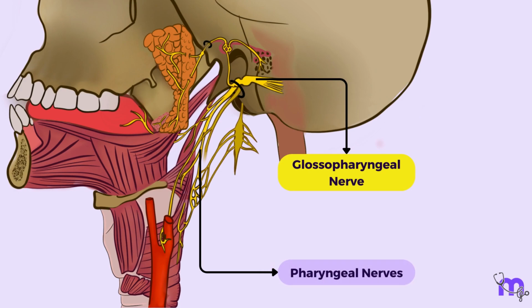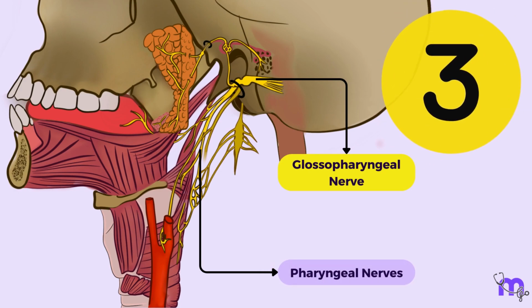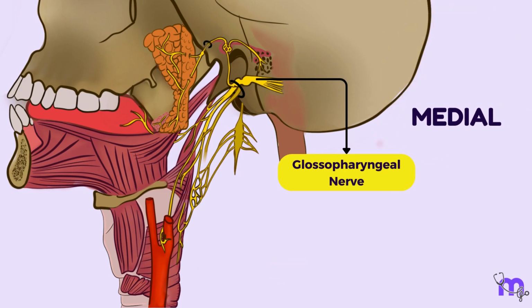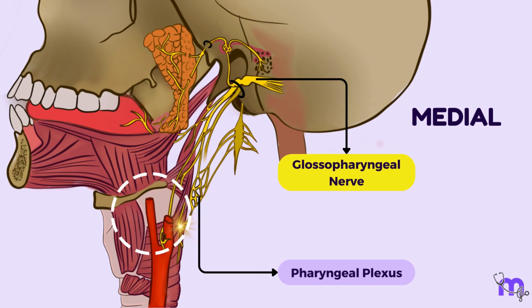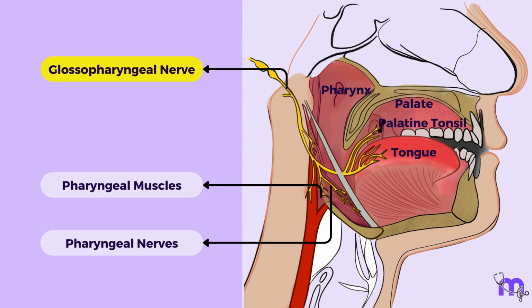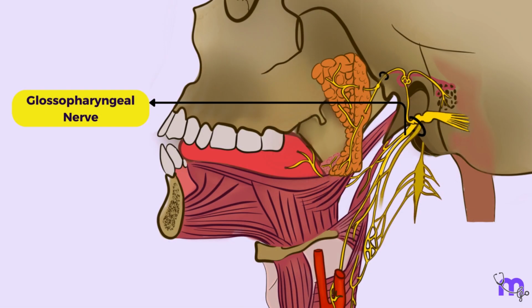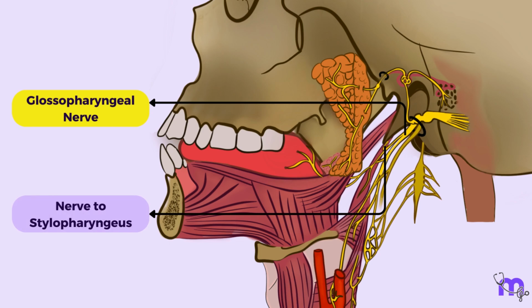The pharyngeal nerves are usually found in groups of 3. They travel medially, which means they head toward the pharynx where they participate in forming the pharyngeal plexus, with branches from the vagus nerve that supply the pharyngeal muscles and the soft palate. The nerve to the stylopharyngeus, as the name suggests, supplies the stylopharyngeus muscle.